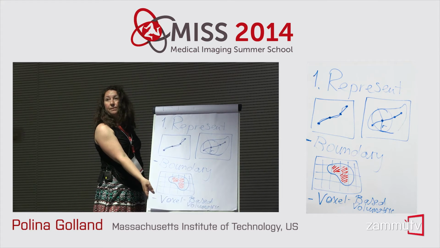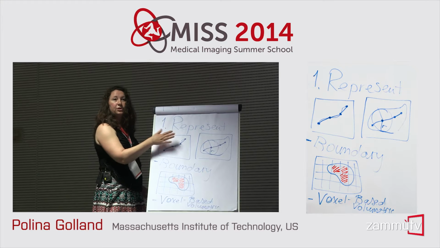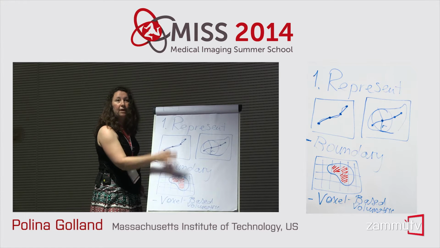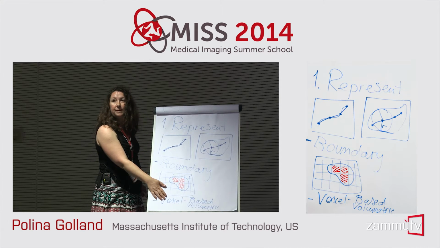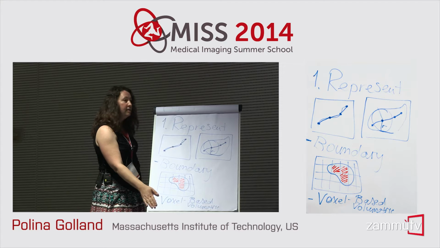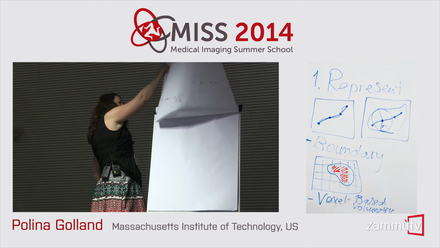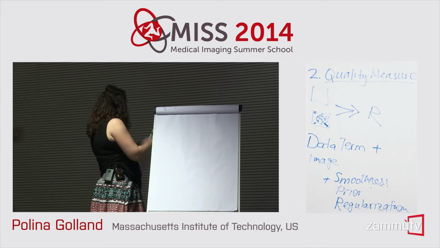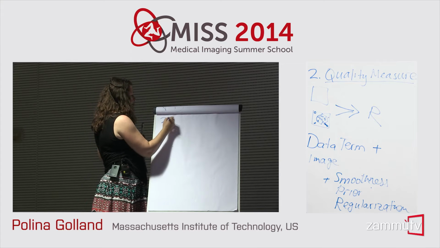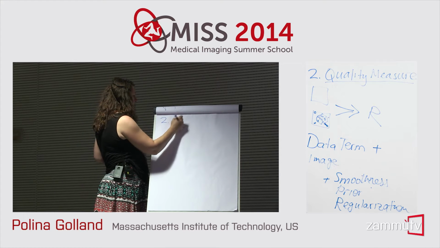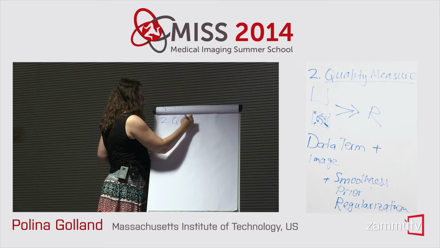Okay, so this is our representation. And there will be two representations, and I'll talk about how people deal with each one of them with respect to other components of your recipe. So that's the first ingredient for the segmentation recipe. The second ingredient is the quality measure.